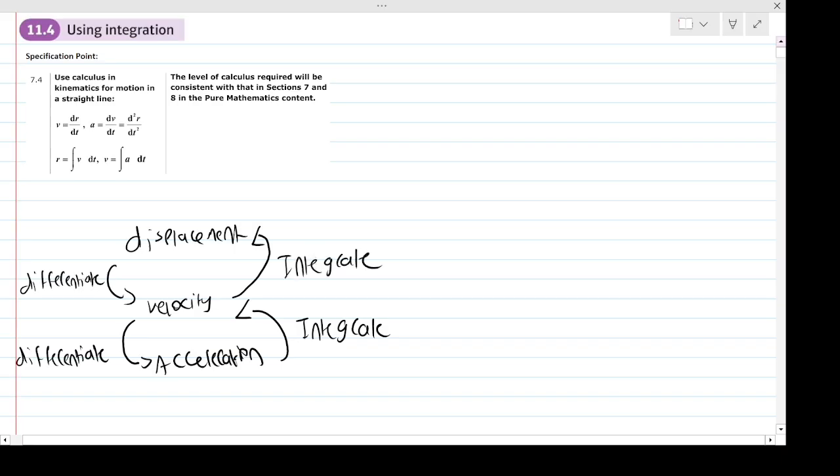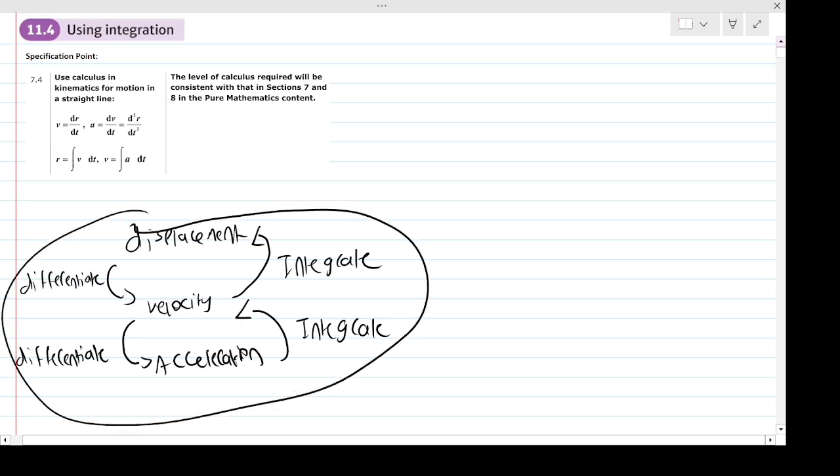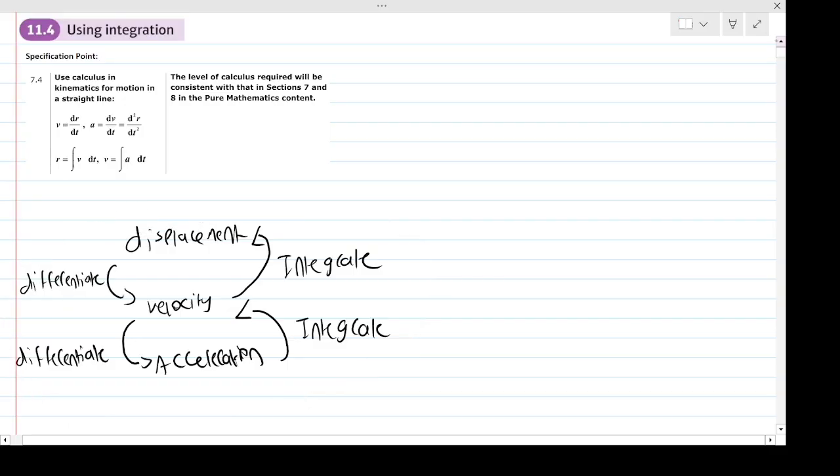And so again, make sure you have studied and are comfortable with integration from pure maths. Hopefully you've done integration in pure maths. So we'll be applying integration here, and we'll be using this relationship. That's how we can jump from one quantity to the other by differentiating or integrating. You need to remember this process. So in this section we'll be practicing integration.